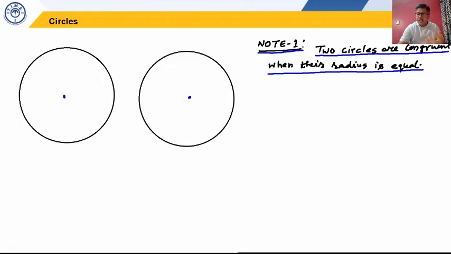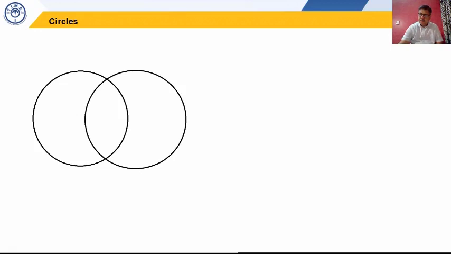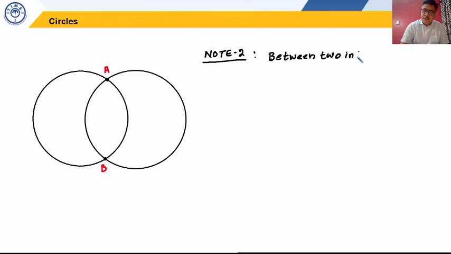So let us start with a few nomenclatures of circles. If two circles intersect each other, then how many points are common? 2 points are common. These 2 points are, let's say, A and B. So note number 2: between two intersecting circles, exactly 2 points are common.